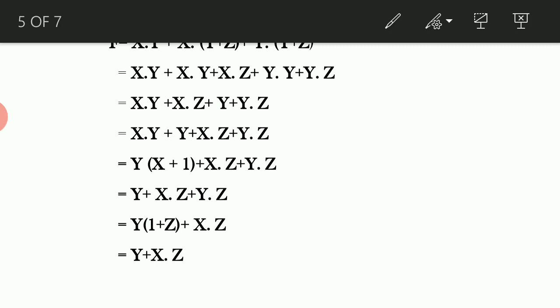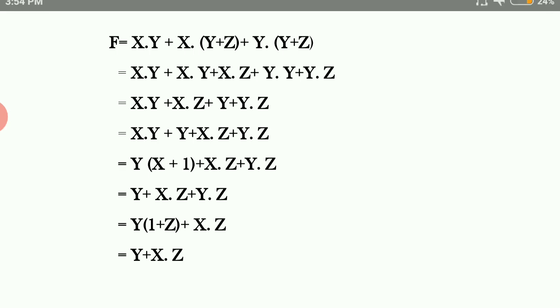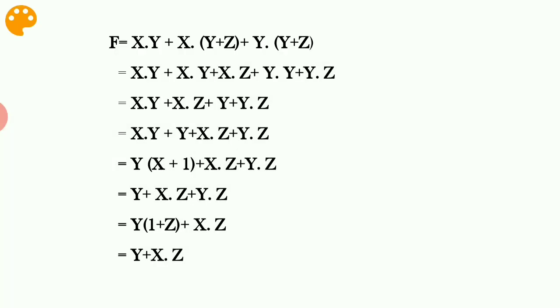Let's simplify the function. We have f equal to X into Y plus X into (Y plus Z) plus Y into (Y plus Z). Now let's use the fundamental principles of Boolean algebra to solve this. I first open the brackets. While we open, we get the function as X into Y plus X into Y plus X into Z. These 2 terms come from the second term. Then Y into (Y plus Z) will be Y into Y plus Y into Z.